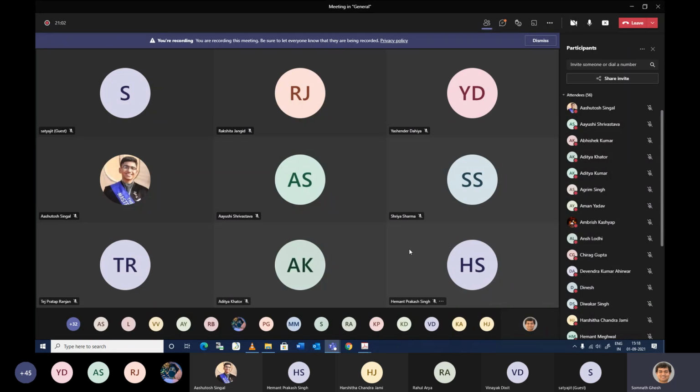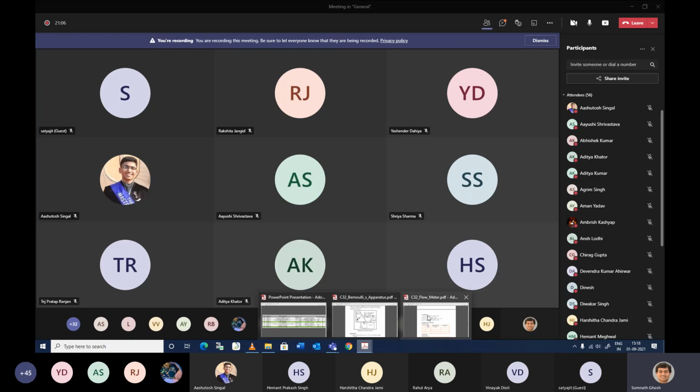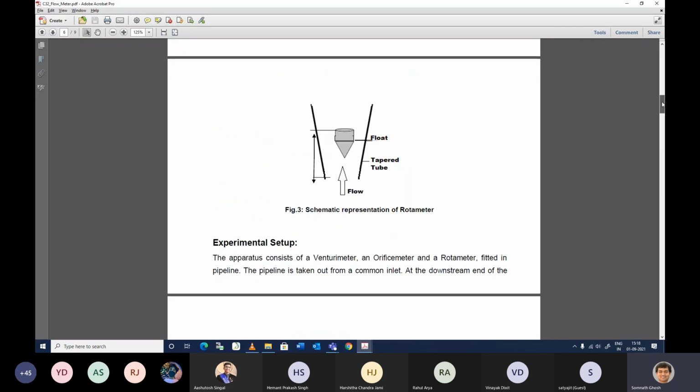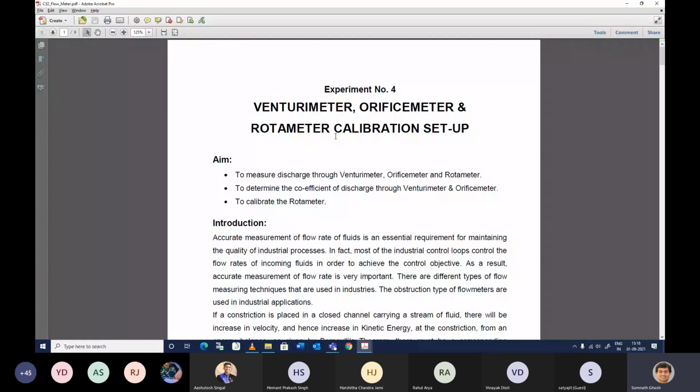So if there is no question related to this Bernoulli setup, we will move to our second set of experiments. That is the flow measuring instruments. So there are 3 popularly used flow meters. So all are known as flow meters.